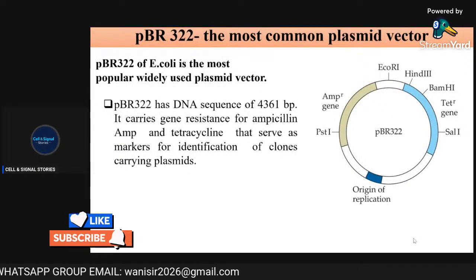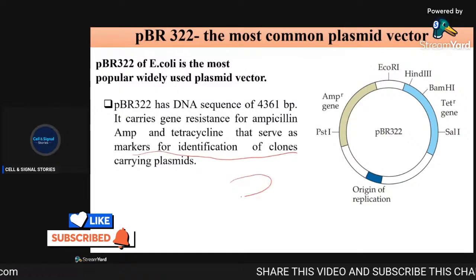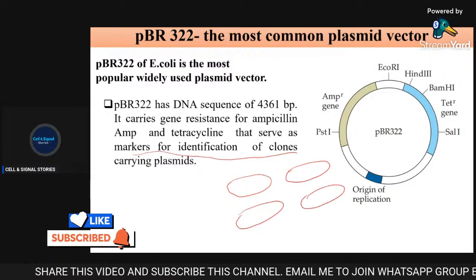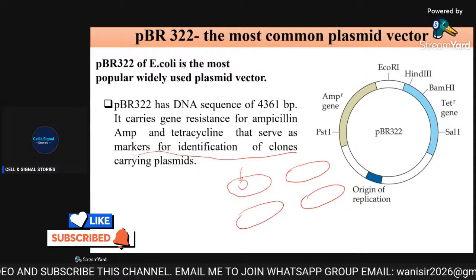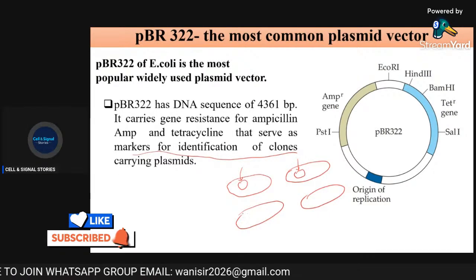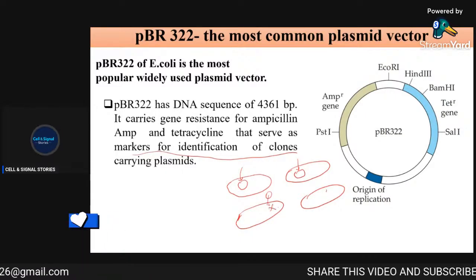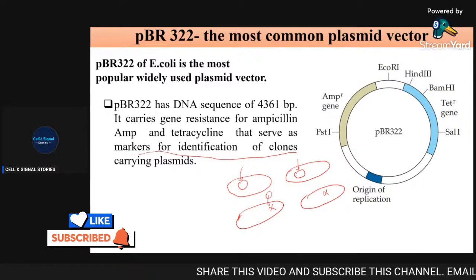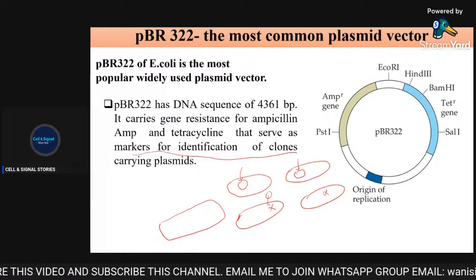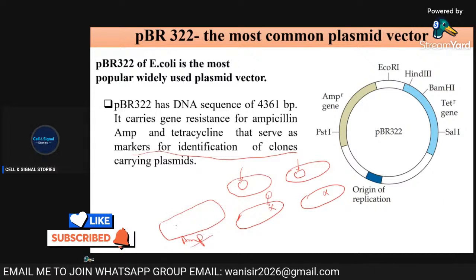Now, what does this mean? They serve as markers for identification of the clone. For example, these are the bacterial cells, these are the host bacterial cells. In these, three and four, we have this plasmid pBR322. Now, the plasmid has not entered into this cell and it lacks these vectors. So, if we grow the host cells in a medium that contains the ampicillin antibiotic.